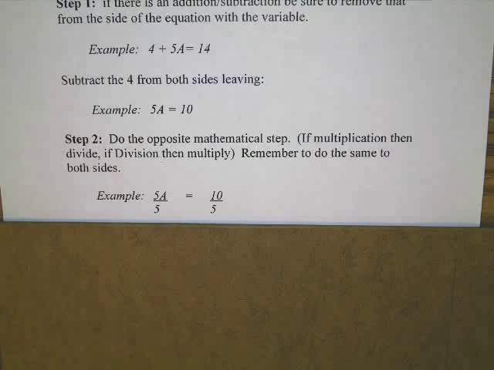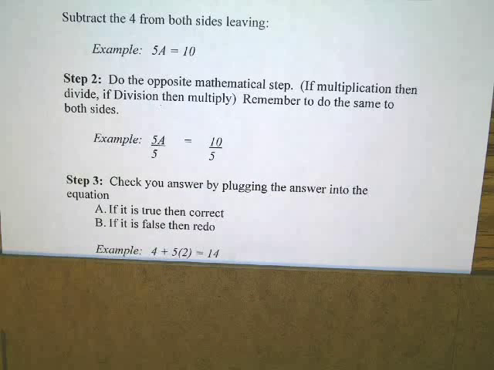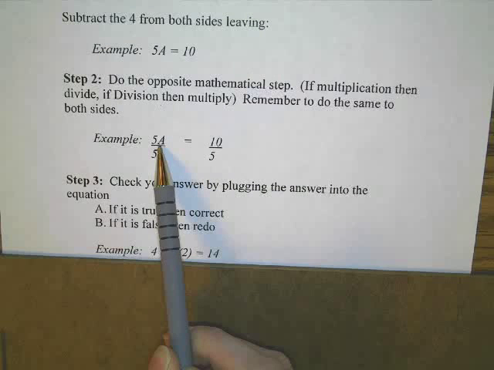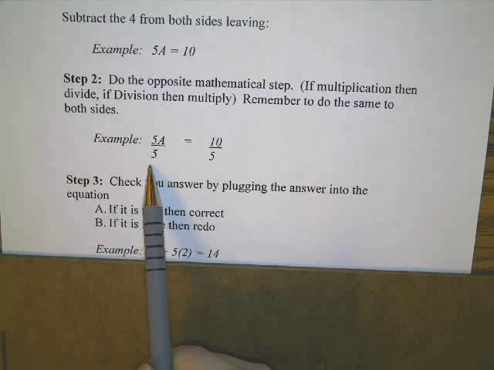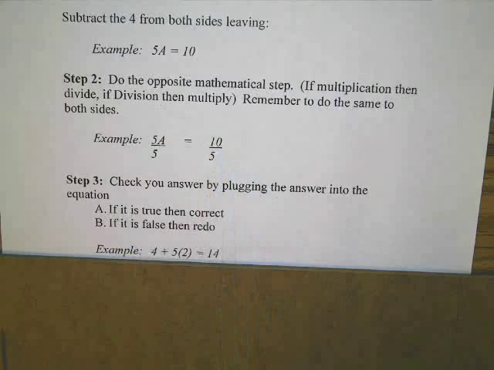We also have to divide the other side, the 10, by 5. 10 divided by 5 is 2, right? Is everyone okay with this, or following it? So then, if we know that 5a divided by 5 is a, and 10 divided by 5 is 2, what is a? 2.